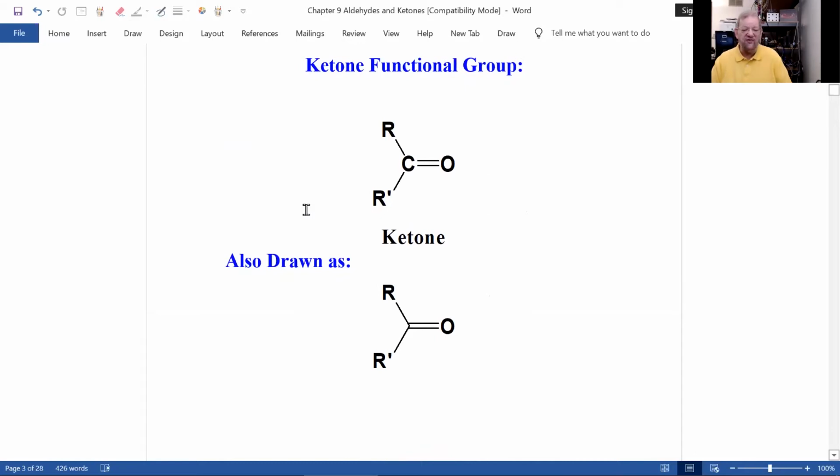Now, what's a ketone? Well, it's similar to an aldehyde, except here you have carbon double bond to oxygen. And I see a question. Question is, is there cis-trans isomerism? Well, that's a good question. Let's find out.